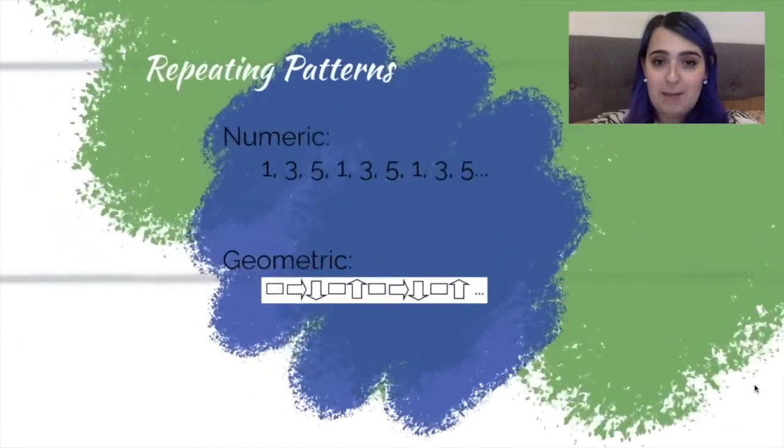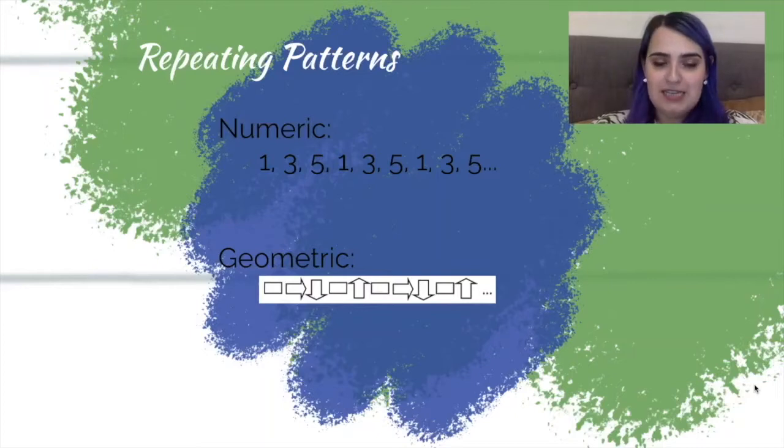For our repeating patterns, we most often see this in the numeric form and the geometric form. Numeric referring, of course, to repeating digits. So we can see here we have the pattern 135, 135, 135. And you can tell that the 135 is the core of that repeating pattern because we see that same set repeat over and over again, and it would continue on and on forever.